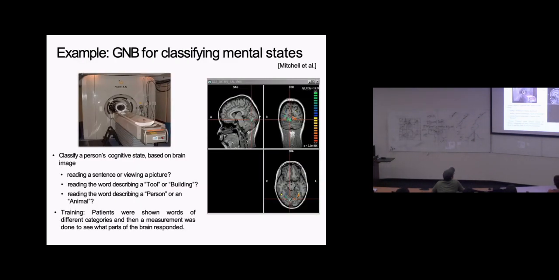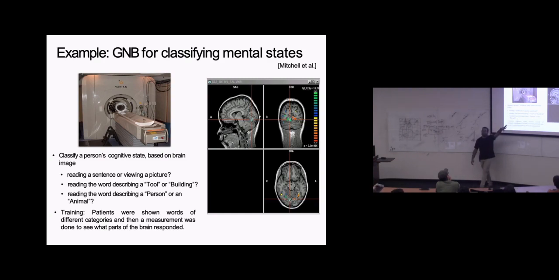So I just want to show one last example. Let's say we want to classify. This is an interesting experiment where there will be a person and they will be shown some images. I take my word back, I said the wrong thing. We will make people read words.